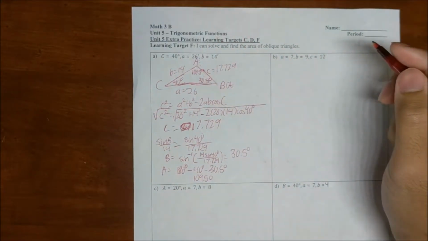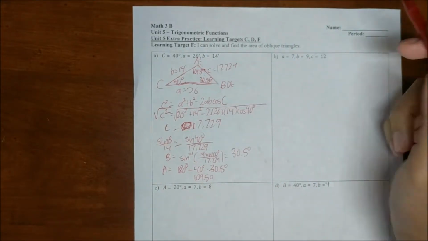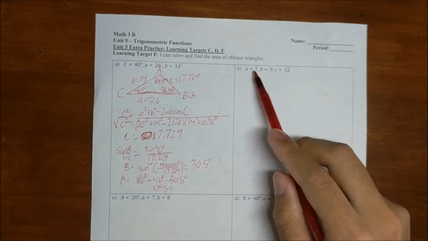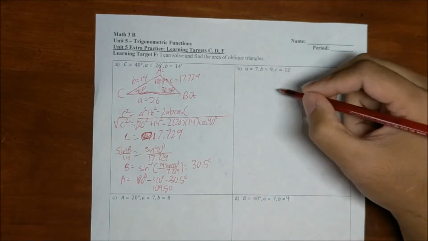Okay, so again with SAS, I know there's just a single triangle, so I don't need to check how many solutions there are. Okay, triangle B, we're given SSS. So again, if it's possible, there's only one triangle.